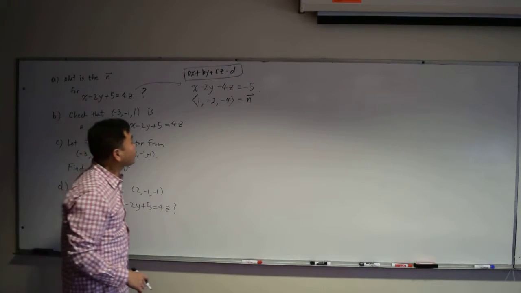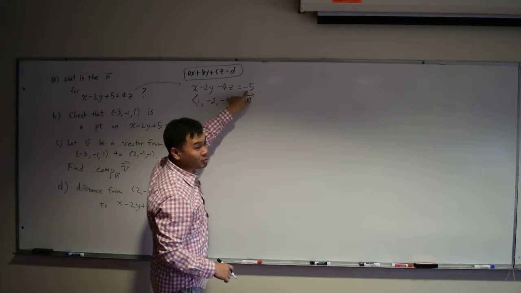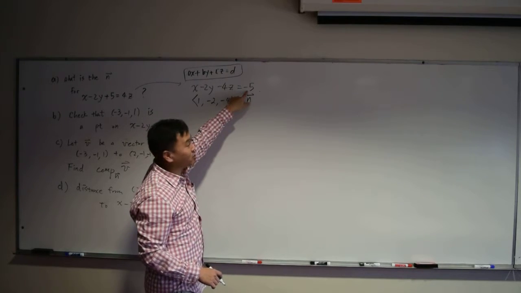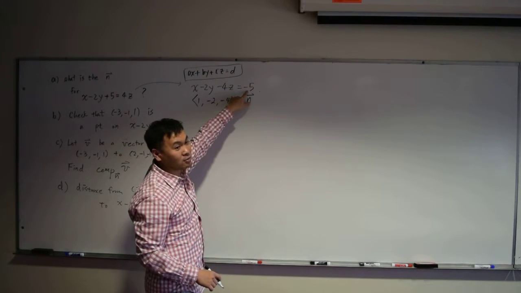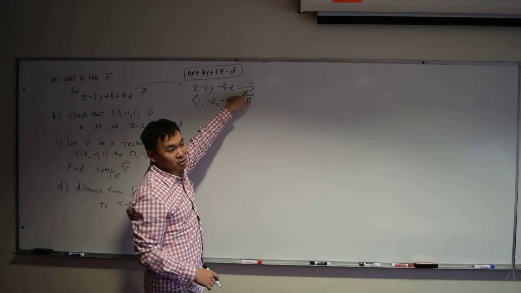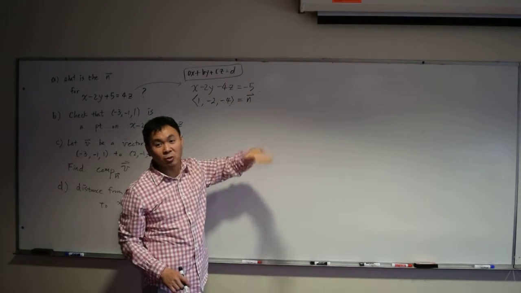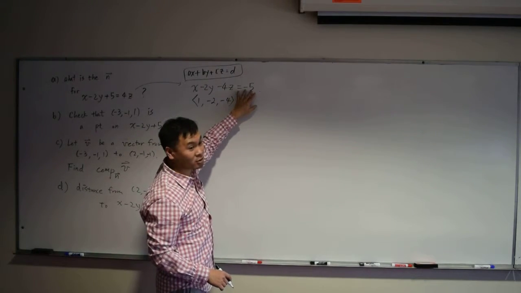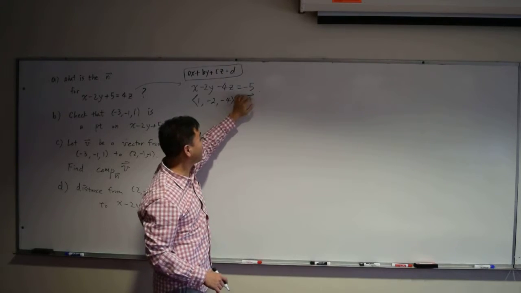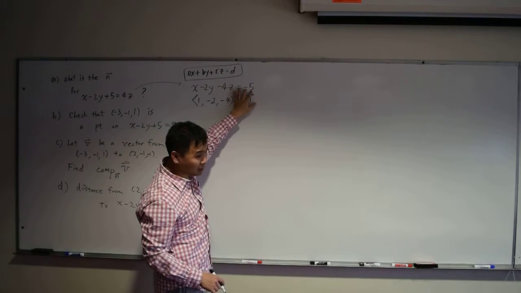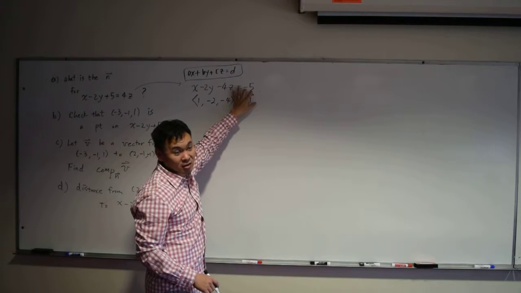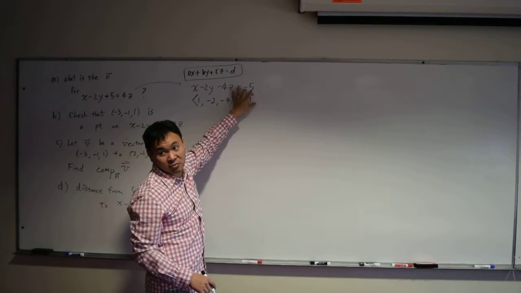Now you might wonder, what's the role of d then? This number basically tells you how far you are from the origin. It moves you away from the origin. The bigger the absolute value of this number is, the further it becomes from the origin.